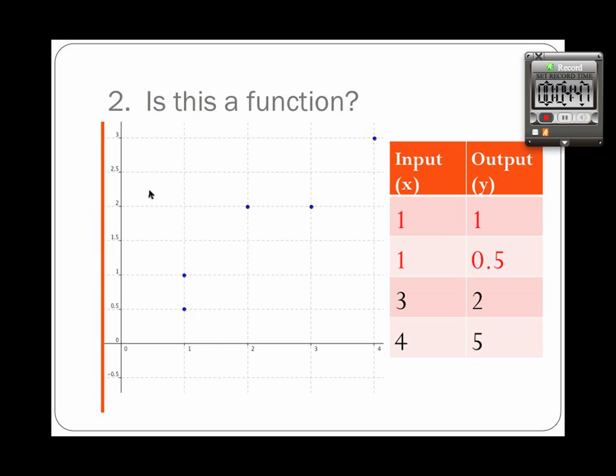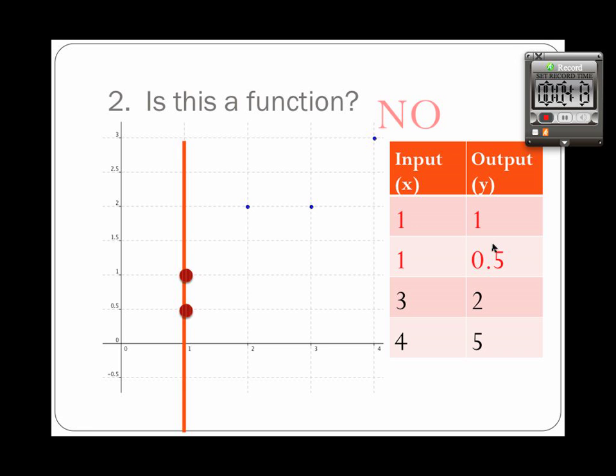Okay, let's look at another case here. Is this a function? We'll take these points and run our vertical line test. The line runs through, and it actually found something right there. These 2 points, 1, 1, and 1, 0.5. The line touches both of those at the same time, and you can see this is the same input. I wrote it twice on 2 different lines, but it's the same input, and it's giving me 2 different outputs, 1 and 0.5. So no, this is not a function.